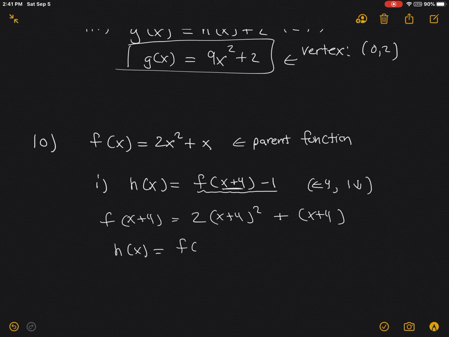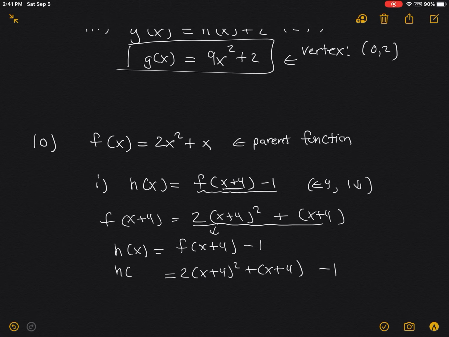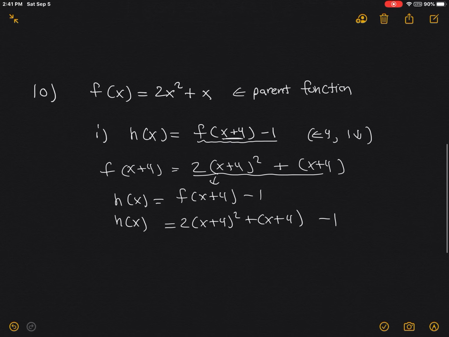And if I want f of x plus 4 minus 1, okay, I'm going to write it out again, right? You take this guy right here, substitute, plus x plus 4, and then minus 1. Okay, so this would be the correct answer if I just did a translation 4 units to the left and 1 unit down. This would be the specific function. Okay, you don't have to FOIL this. We're just going to leave it like this.